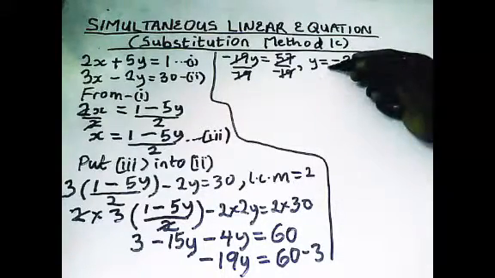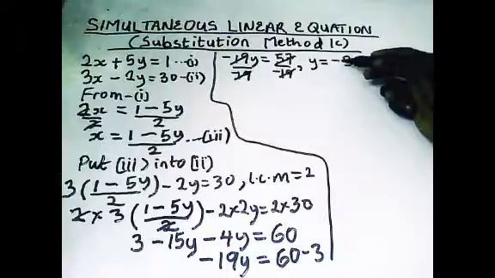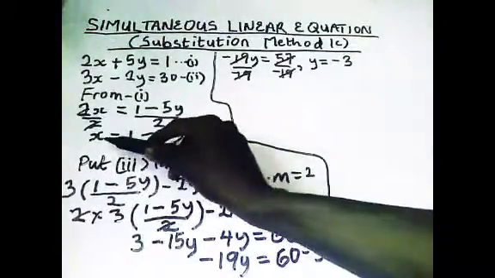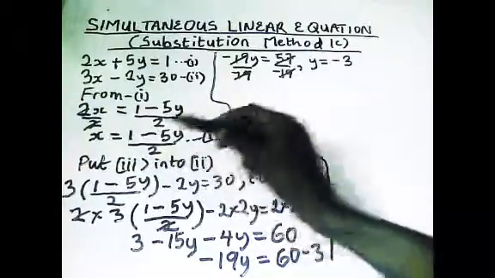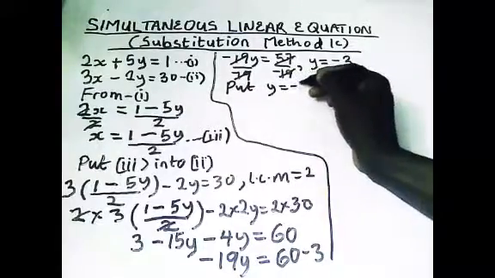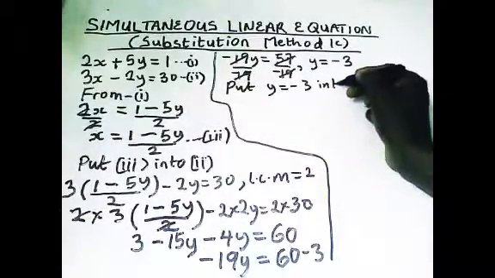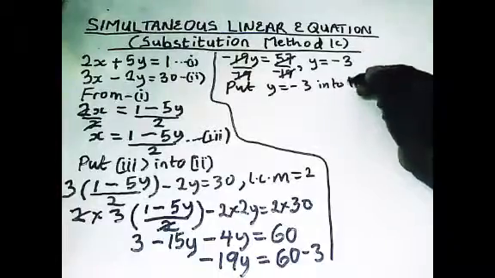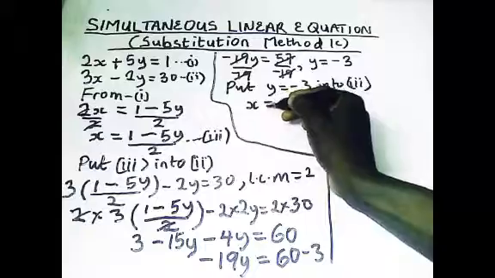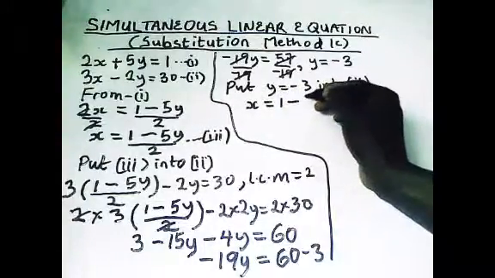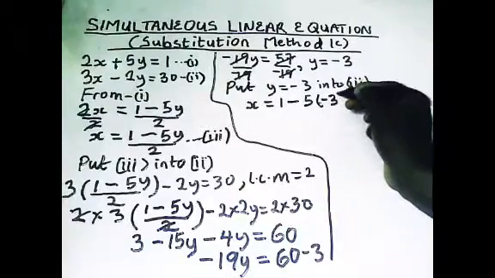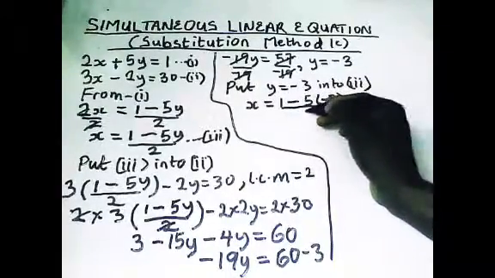Now that we've gotten our y, what do we do next? We have to put this value for y into equation 3 so that we can get the value for x. So at this point we say put y equals to minus 3 into equation 3. Now in equation 3 we have that x is equals to 1 minus 5y. Y is minus 3, so we write it as into bracket minus 3, all divided by 2.